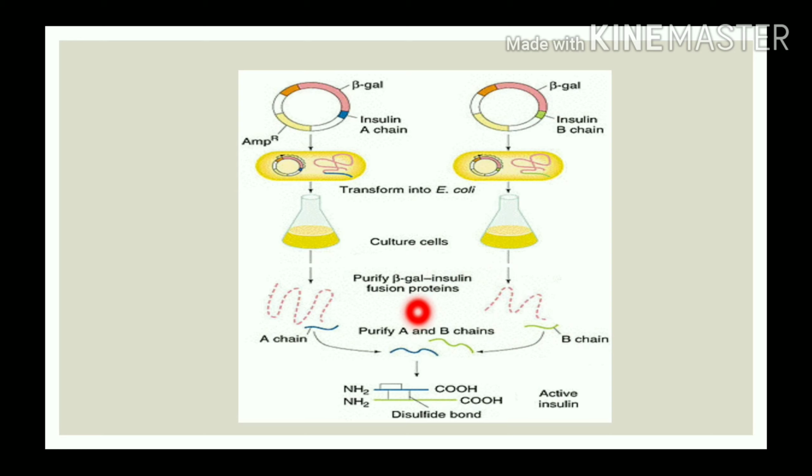In the previous methods we are taking the insulin producing gene, and in this we are taking directly insulin A chain and insulin B chain, and we are multiplying those cells and we are producing the insulin.